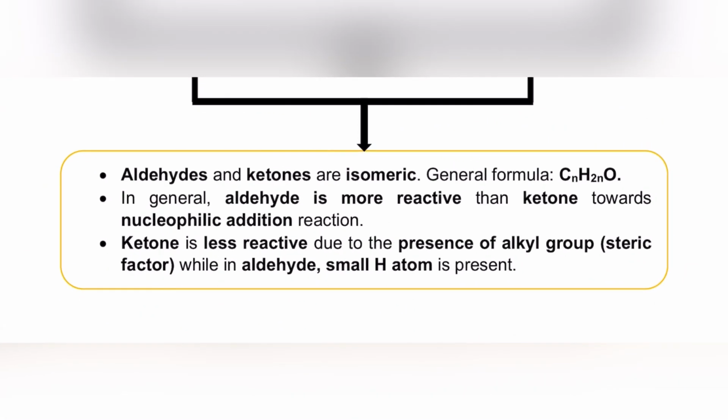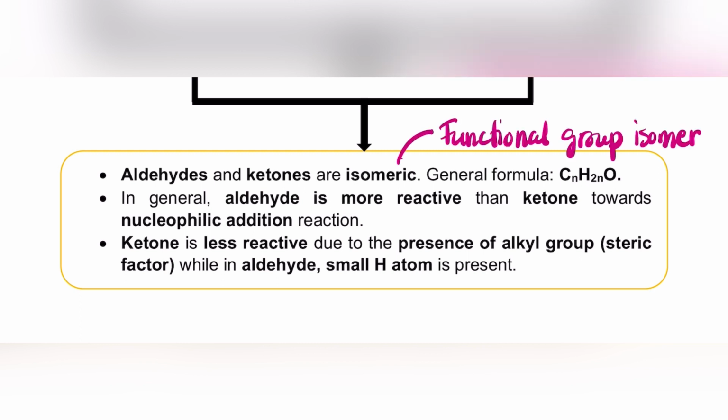This is what we are going to recap based on chapter 4, Introduction to Organic Chemistry. Aldehyde and ketones are isomeric. So what does it mean by this statement? Aldehydes and ketones are functional group isomer. So of course they are going to share the same general formula. And in general, as I mentioned before, aldehyde is more reactive.